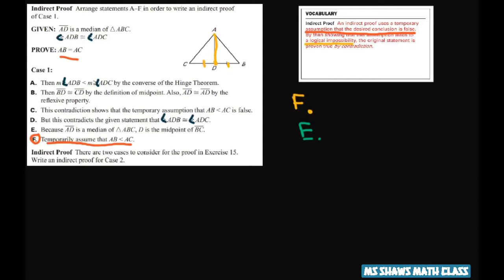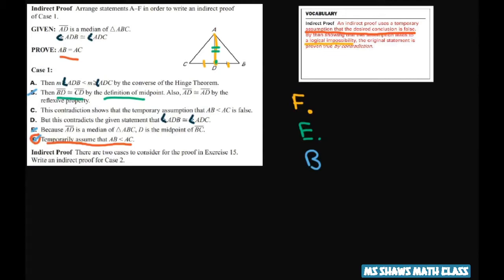I think B would be good because of what I just said. We know that BD is congruent to CD by definition of the midpoint. We also know that AD is congruent to itself by the reflexive property. So let's do B. So we have these two.